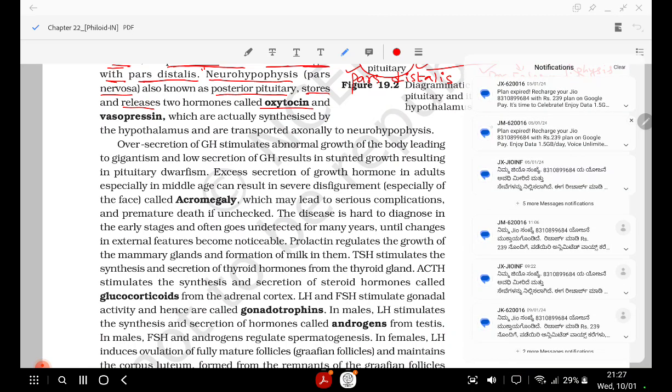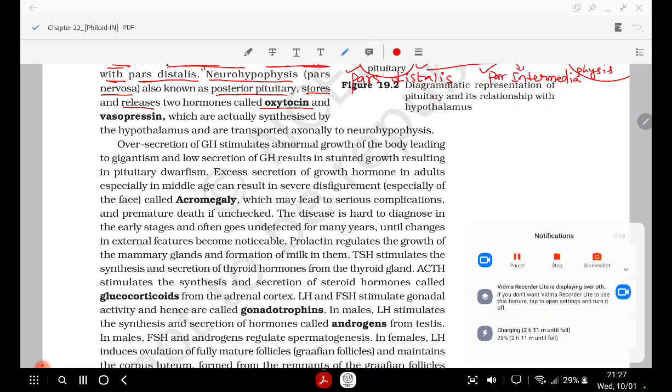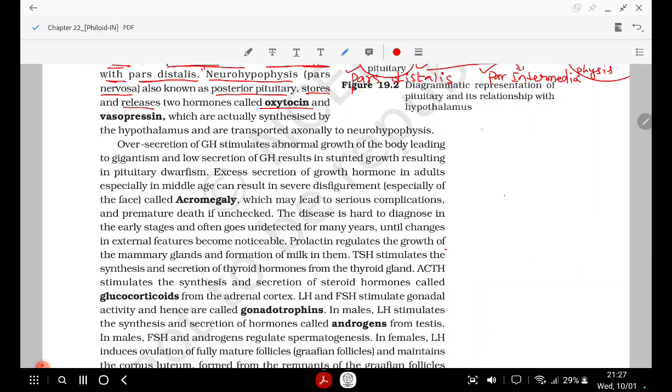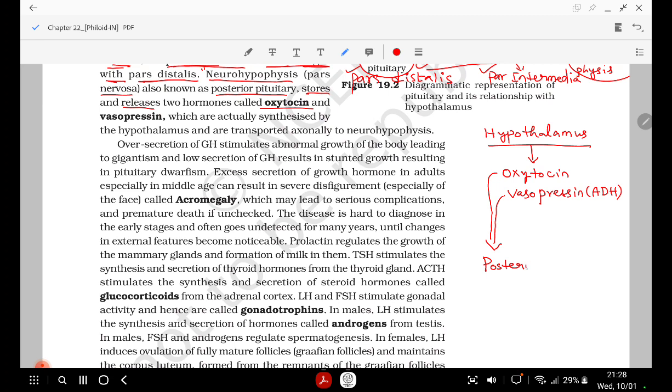So neurohypophysis stores and releases hormones of the hypothalamus. That we discussed about hypothalamus, which directly regulates the posterior pituitary. So hypothalamus secretes not only releasing and inhibiting hormones, but also oxytocin and vasopressin, or ADH. These 2 hormones are also secreted from the hypothalamus, from their nerve endings, and come and are stored in the posterior lobe of pituitary.